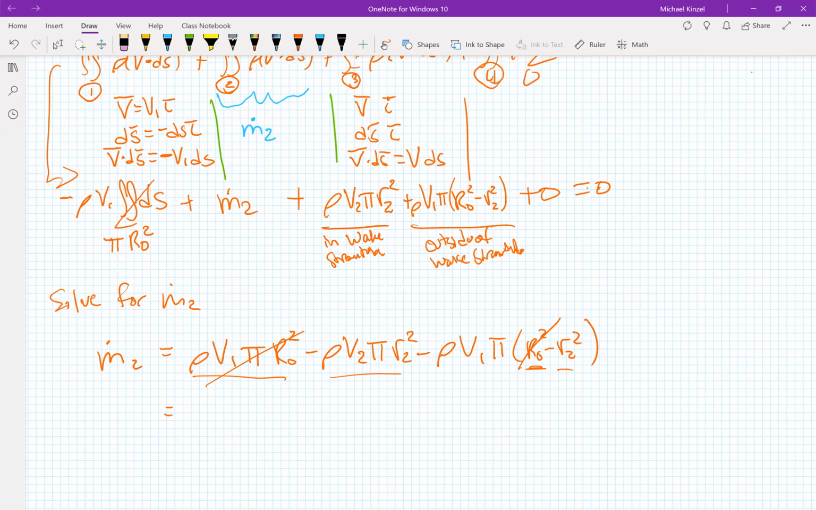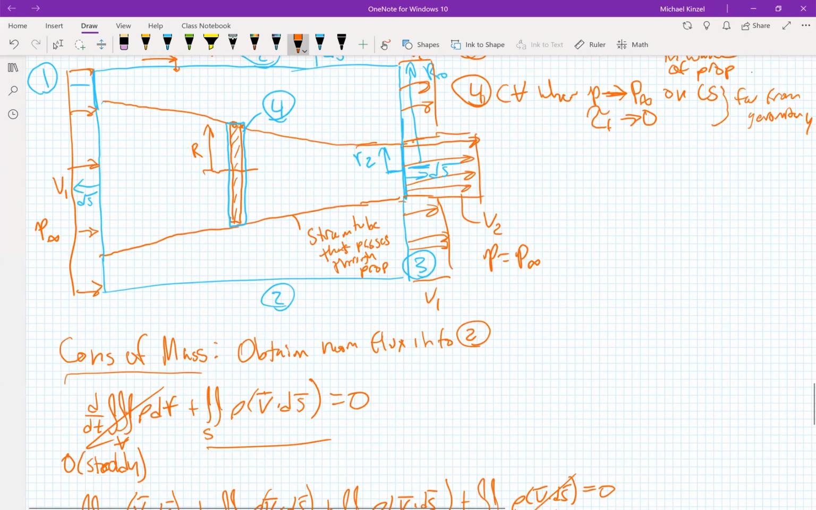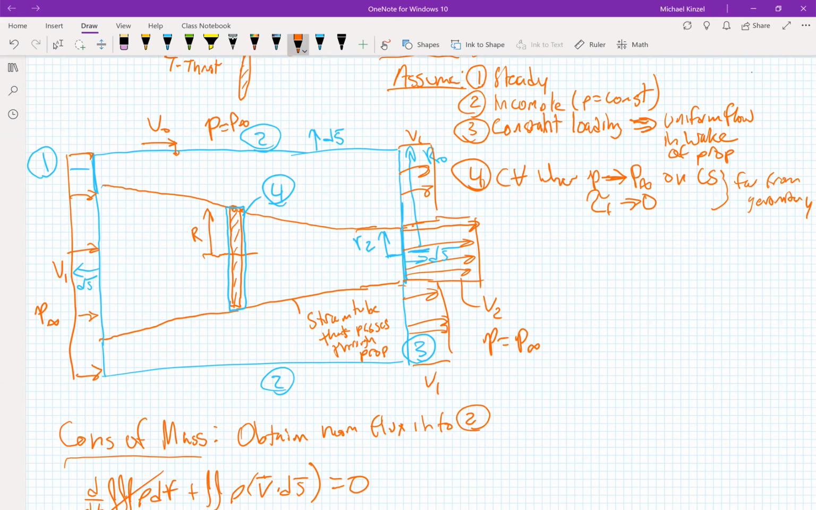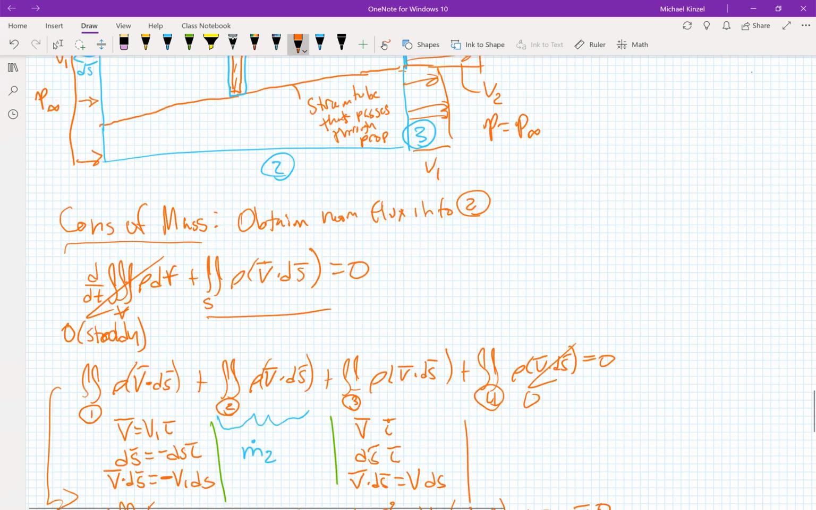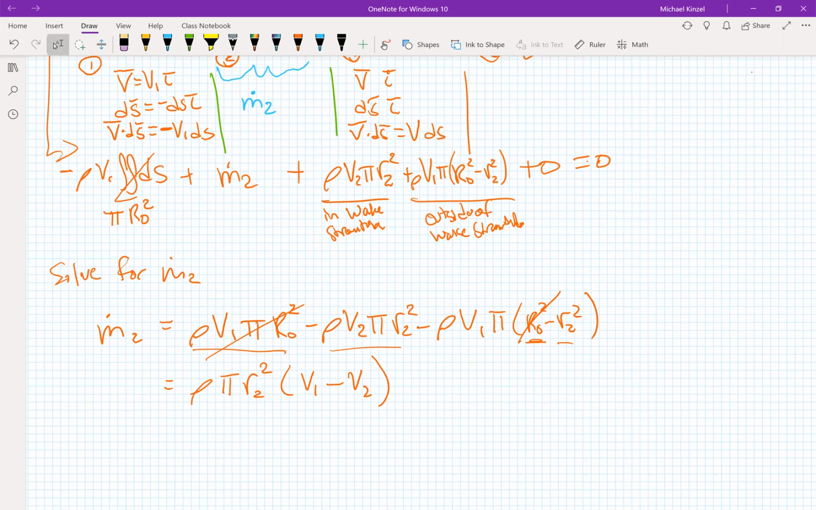Actually, they are not in addition. We end up with rho pi times r2 squared times v1, so a negative, wait, no, a negative and a negative, so it's positive here, minus v2. Hence, the mass flux entrained through these two surfaces all the way around this cylinder is exactly described based on this.